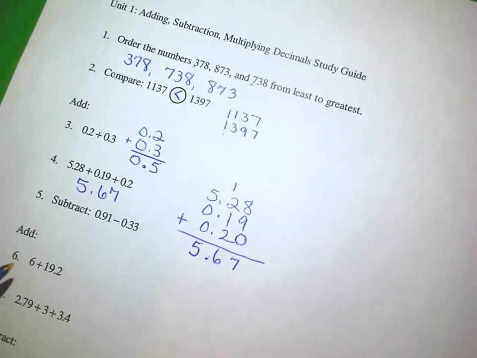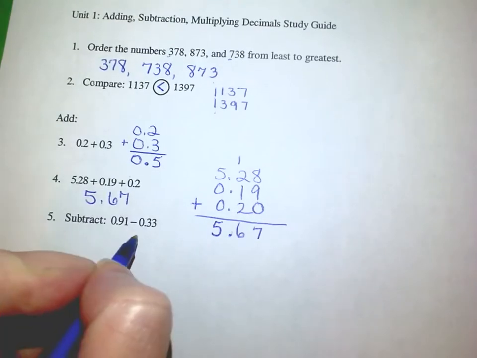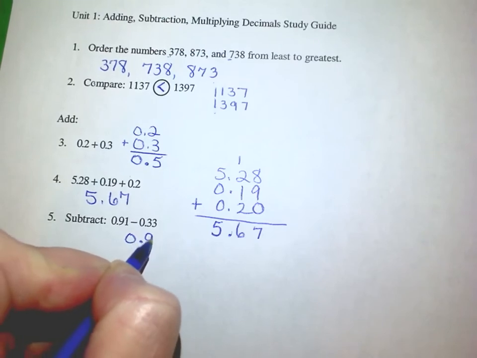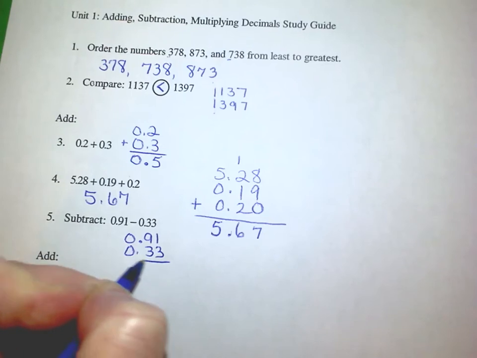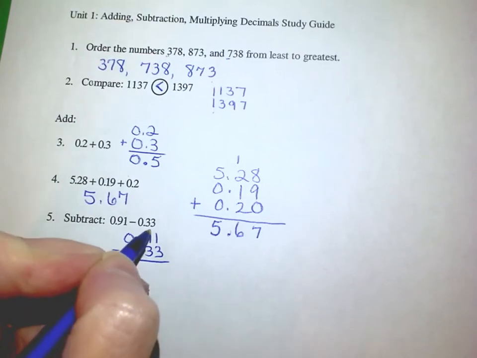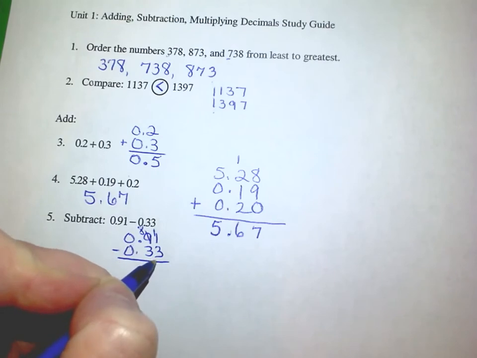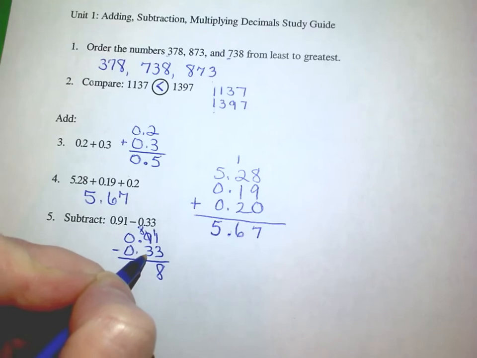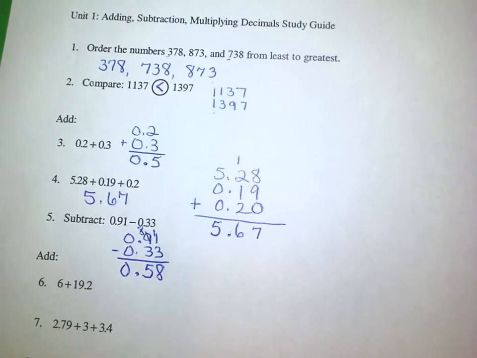With subtraction, you're going to also line up the decimals, putting the first one in the problem on top and the second one below it, and then subtract. We need to borrow. 11 minus 3 is 8. 8 minus 3, 5. Bring the decimal down, and our 0.